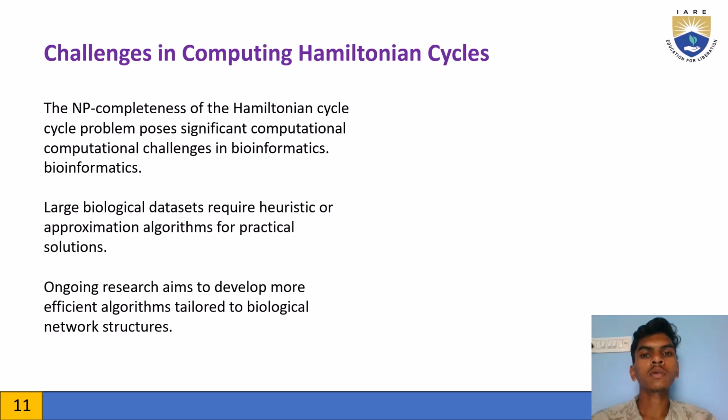Challenges in computing Hamiltonian cycles. The NP-completeness of the Hamiltonian cycle problem poses significant computational challenges in bioinformatics. Large biological datasets require heuristic or approximation algorithms for practical solutions. Ongoing research aims to develop more efficient algorithms tailored to biological network structure.